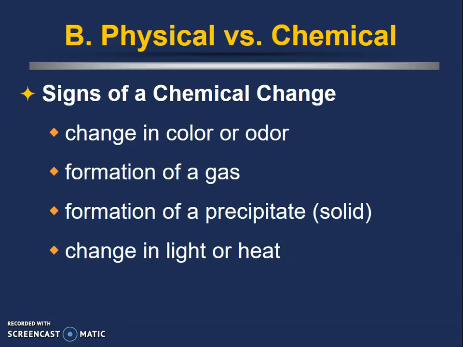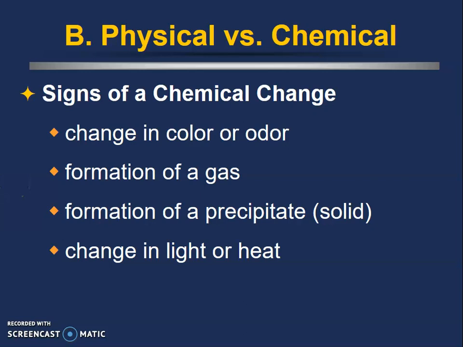How do you know if a chemical change has occurred? So what do you look for? You can look for a change in the color or the odor. So silver, when it tarnishes, it's actually a different color. And when you go to shine your silver to get rid of that tarnish, what you're actually doing is taking off a layer and getting to another layer of the silver and exposing it, because that outer layer has changed into something else now. Okay, so you can look for a change in color, change in odor.